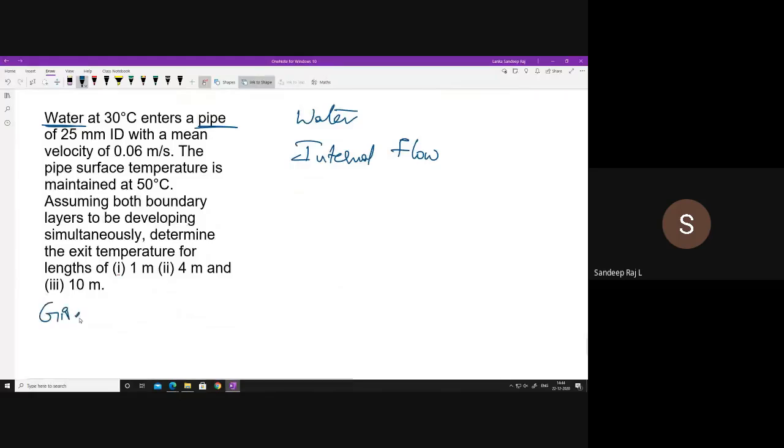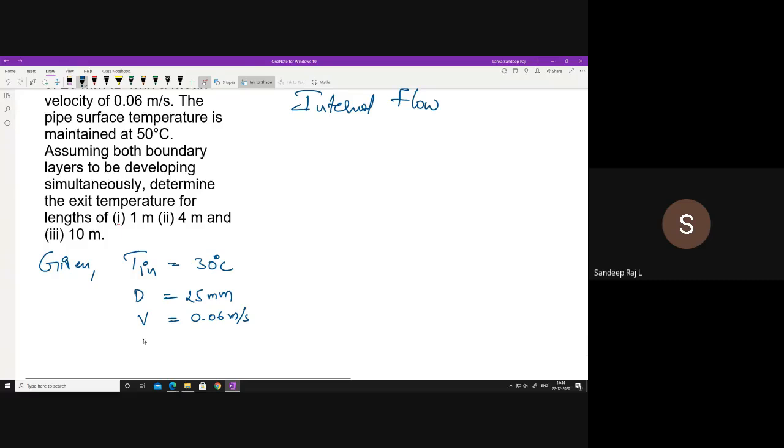Given that T in is equal to 30 degrees centigrade, and the diameter is given as 25 mm, and the velocity is given as 0.06 meters per second. The pipe surface temperature, T wall, is given as 50 degrees centigrade. Assuming both boundary layers to be developing simultaneously, meaning this is a fully developed flow.